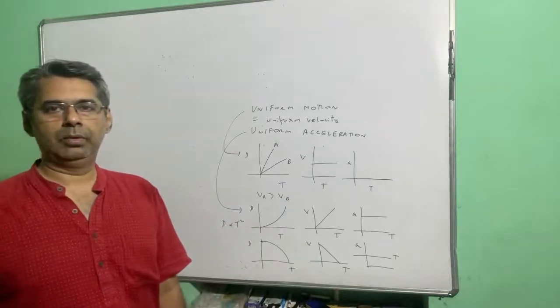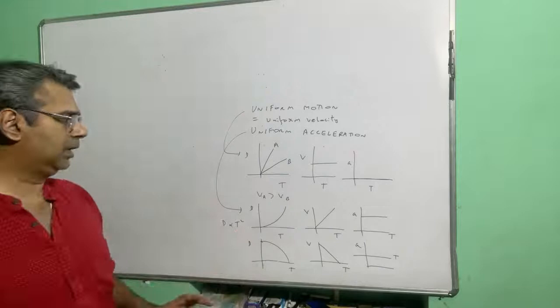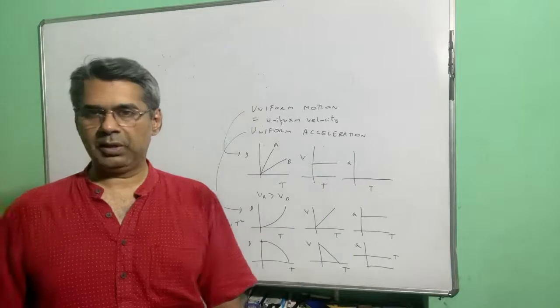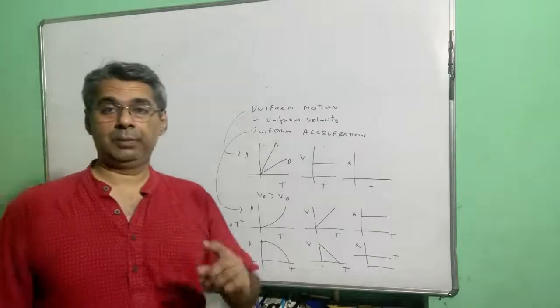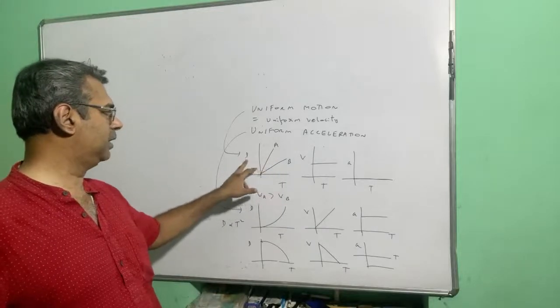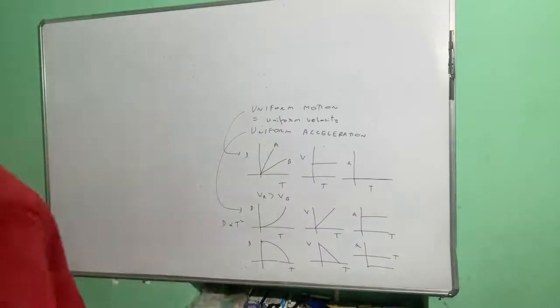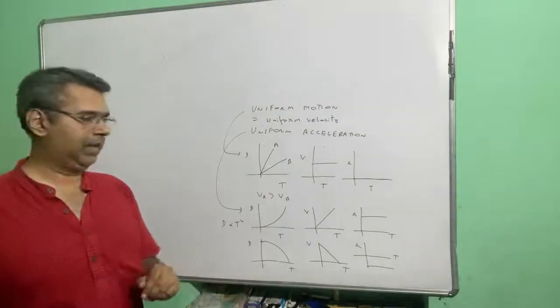Okay, now we move on to the acceleration time graph. Now you must remember one thing, that when you have uniform velocity, the displacement is proportional to time, right? But when you have uniform acceleration, the displacement is proportional to the square of time. That is the difference, right? So uniform velocity means displacement is directly proportional to time, and uniform acceleration means displacement is proportional to the square of time.